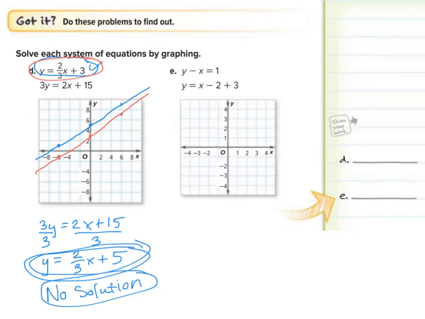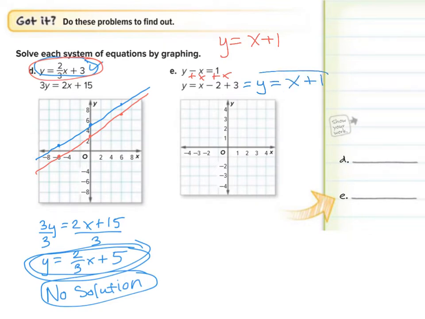Okay, so let's try E. y minus x equals 1, so we have to turn that into slope-intercept form. I can turn that into y equals x plus 1, because if I add x to both sides, I get y by itself. So then I need to turn the other equation into slope-intercept form. So y equals x minus 2 plus 3 turns into y equals x plus 1.